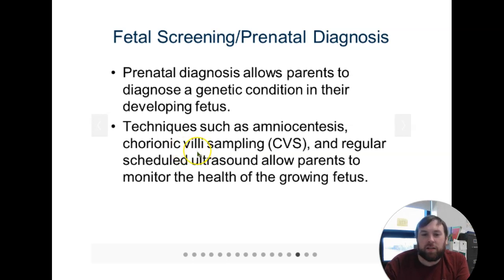And there are little tiny zigzag cells there that form a tissue called the villi. So if we take a sample of that, we can actually see the child's genetic makeup based on that tissue. And we can also just do regularly scheduled ultrasounds to prepare the parents for monitoring the health throughout the course of the pregnancy as the fetus continues to grow.